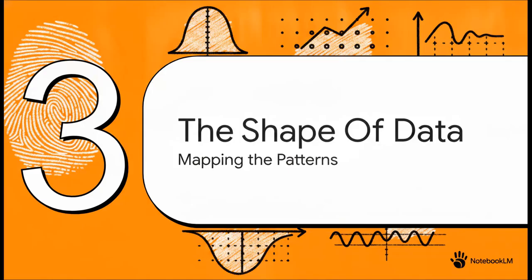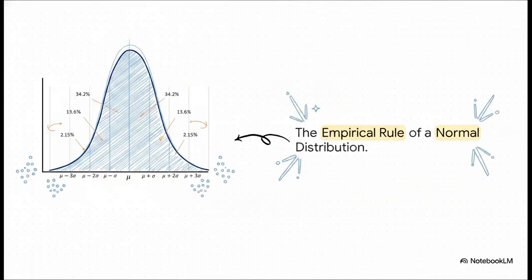Which brings us to section 3, the shape of data. Take a look at this. This is the famous normal distribution. It's just a beautifully symmetrical bell curve where most of your observations cluster predictably right around the center peak, which is our mean. The empirical rule shown here is an incredibly powerful shortcut for us.